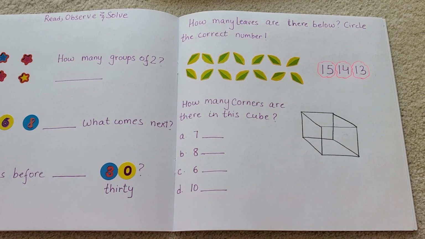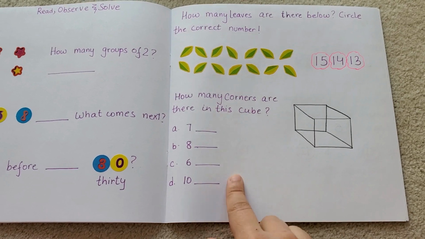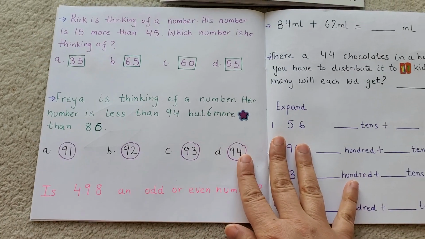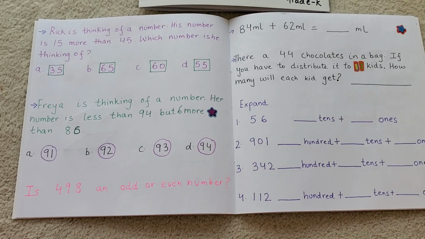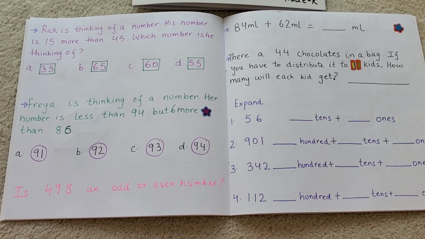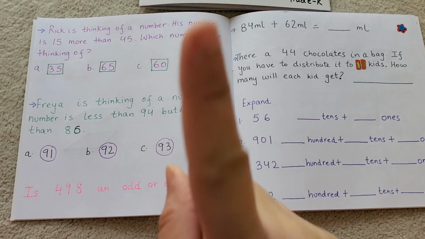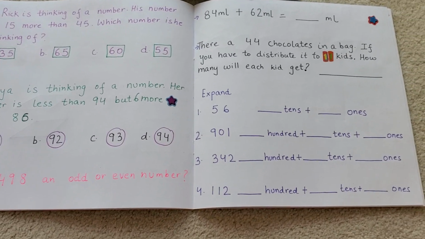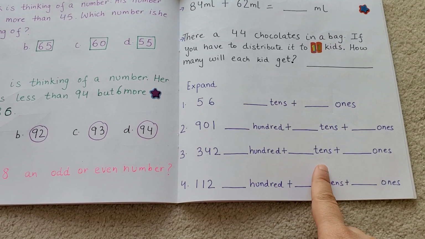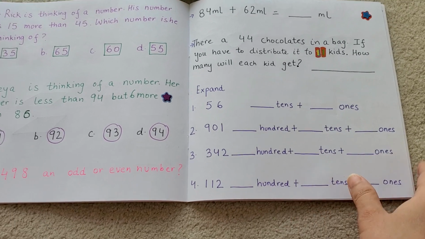How many corners are there in this cube? The cube is right here, and there are 4 options. Okay. Rick is thinking of a number. His number is 15, and 15 is more than 45. Which number is she thinking of? Another question. There are 3 more questions here and a couple of questions here, and then you have the expanded form right here.